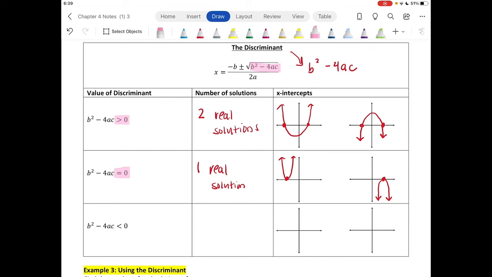But if our discriminant ends up being less than 0, then that tells us that we have no real solutions. Meaning that our parabola is going to open up or it's going to open down, but it never crosses the x-axis.